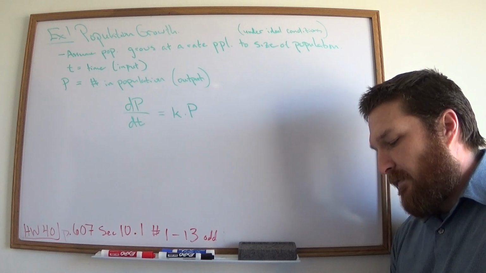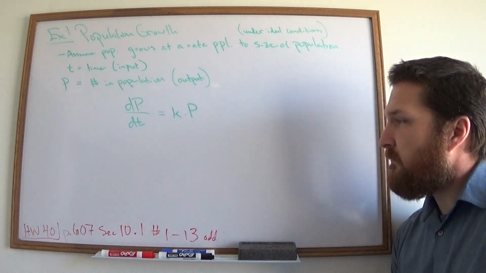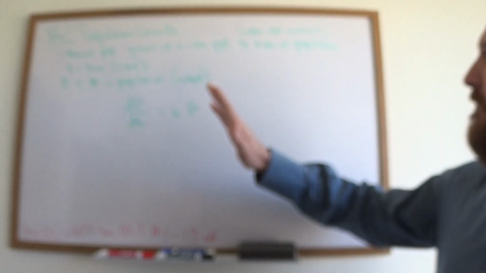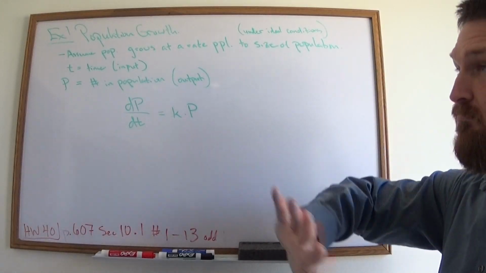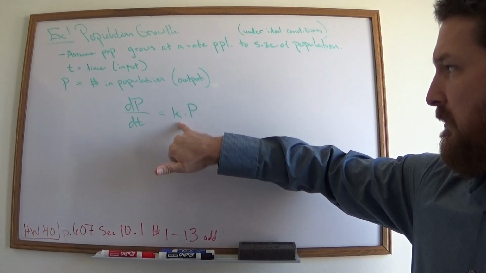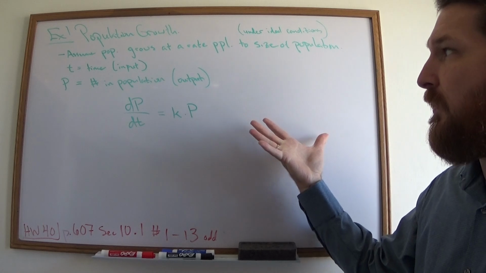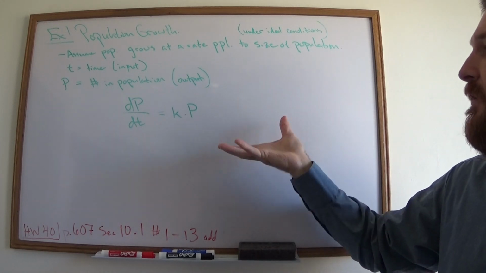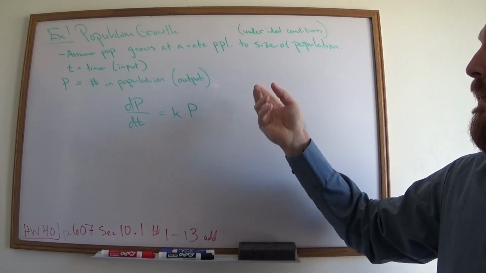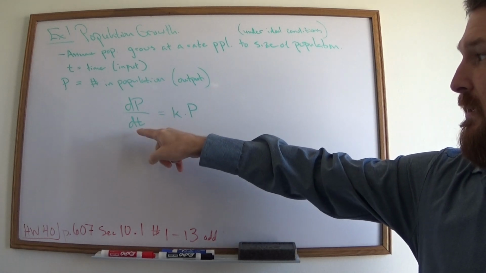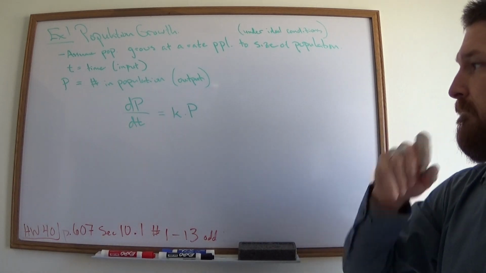This, my friends, is a differential equation. Right? It happens to have the function in it, okay? But there's an equation, and it involves some unknown function. We don't know what function to use for the population, but it involves a derivative of it.